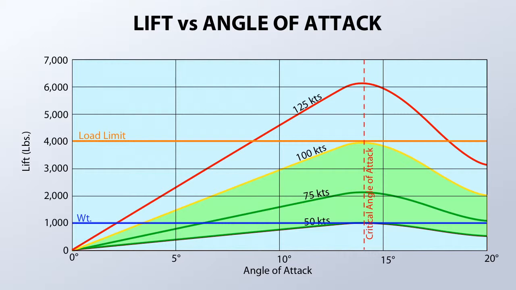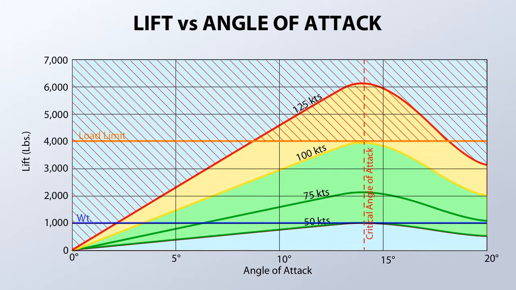The range between the maneuvering speed and the VNE is called the caution range and is shown here in yellow. Any airspeed above 125 knots or any combination of airspeed and angle of attack that will give you greater than 4,000 pounds of lift is shown here by the red hashed area. Flight in this area is not permitted.